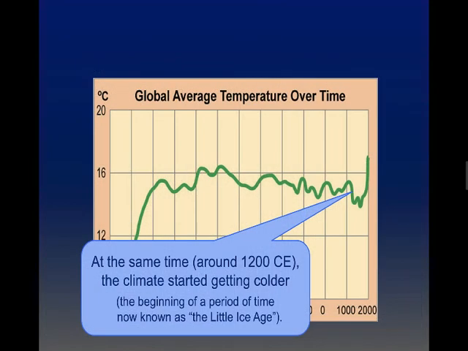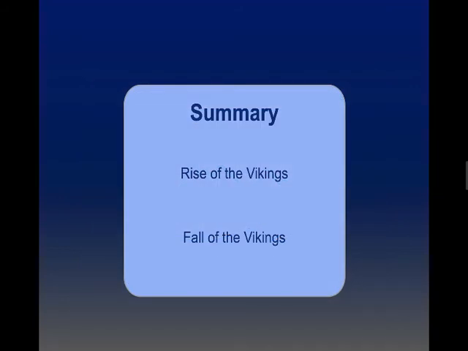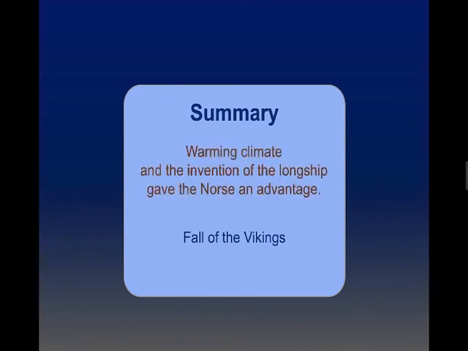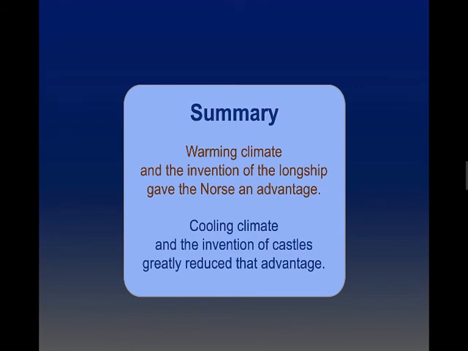At the same time, however, the climate started getting dramatically colder. It's the beginning of a period of time that is now known as the Little Ice Age. Later, it's going to have an effect on the Ming Dynasty. In summary, this is a simple story. The rise of the Vikings is a warming climate and the invention of the longship gave them a tremendous advantage over settled people. A cooling climate and the invention of castles greatly reduced that advantage.